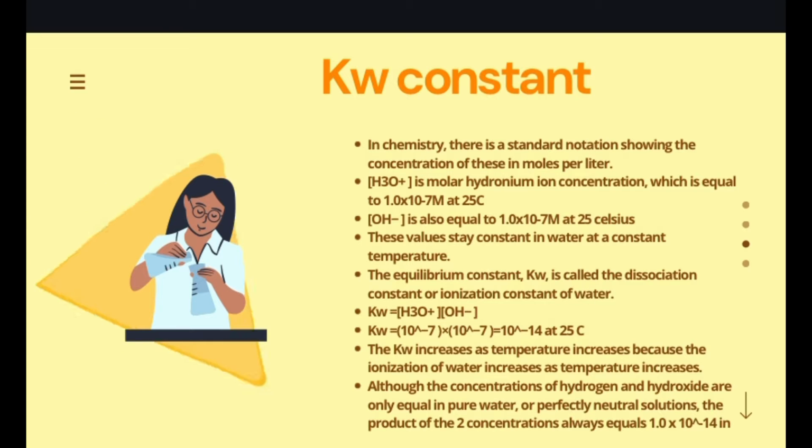The Kw constant is directly proportional to temperature. It increases as temperature increases, because ionization of water increases as the temperature increases. Although the concentrations of hydronium and hydroxide are only equal in pure water, in perfectly neutral solutions, the product of the two concentrations will always remain 10 to the power of -14.